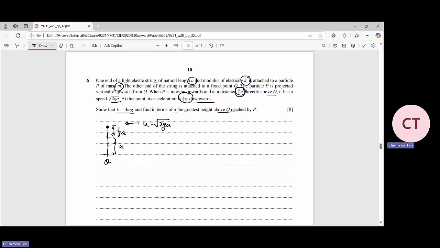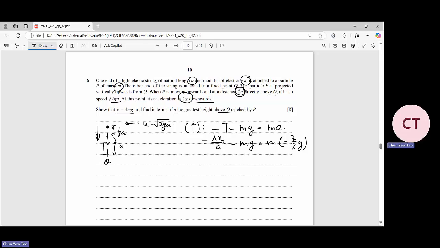Okay, so at this point, your acceleration is going downward, and your tension is also going downward. So we have the tension going down. If I resolve the forces vertically, I have negative T minus mg equals ma. So the negative T, by using Hooke's law, is negative lambda x over a, minus mg, equals m times negative 7 over 3 g.